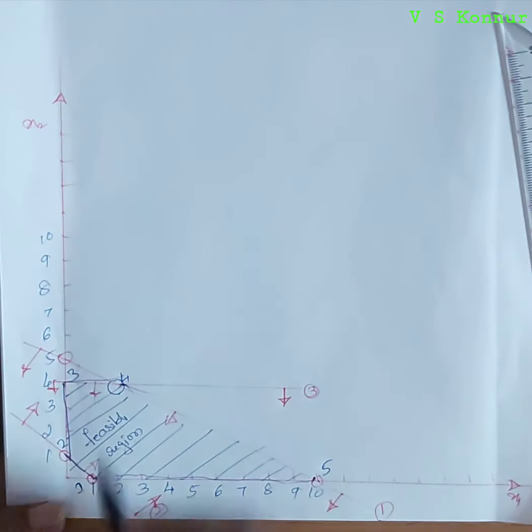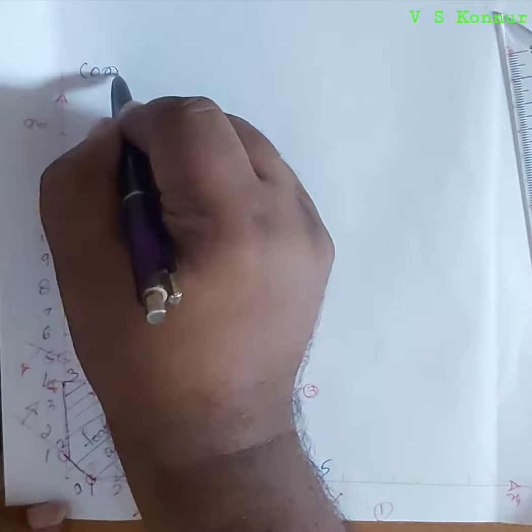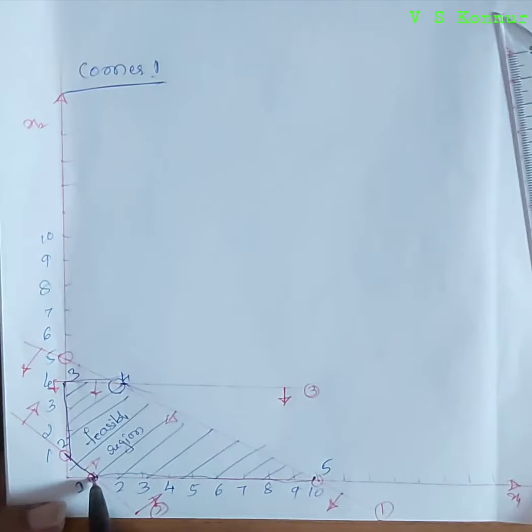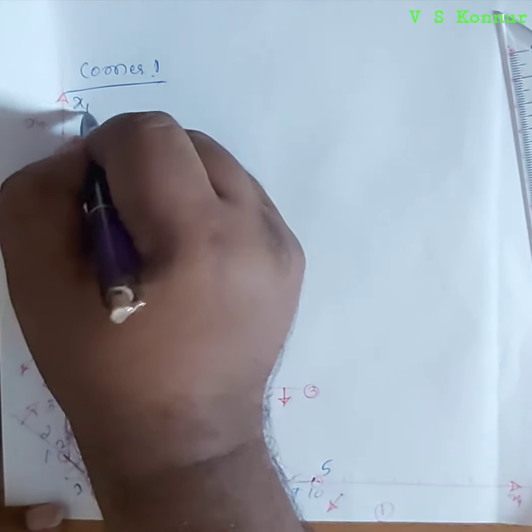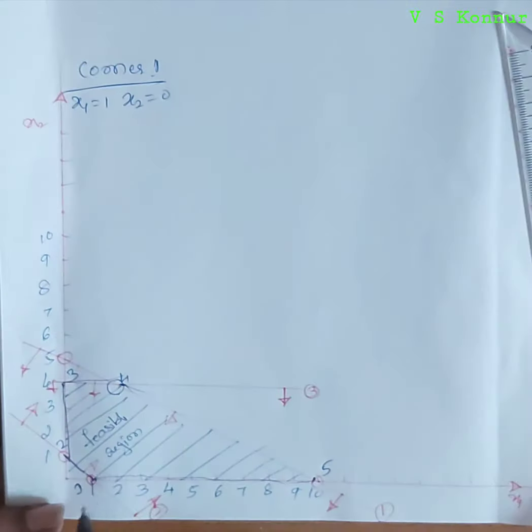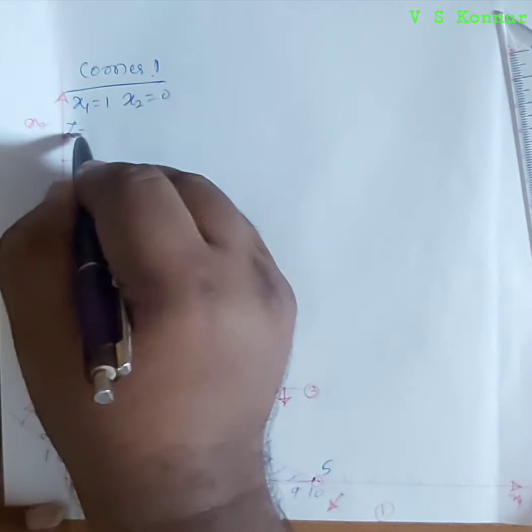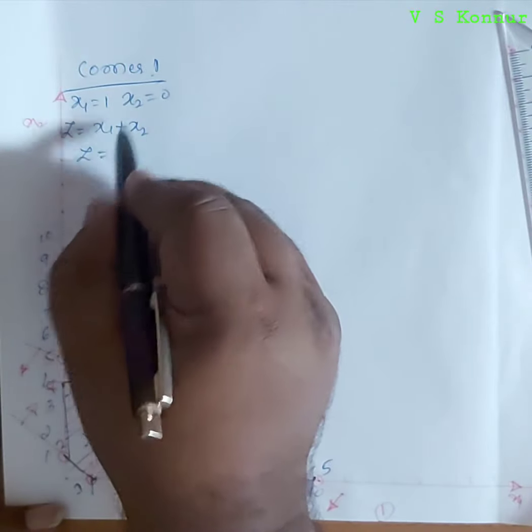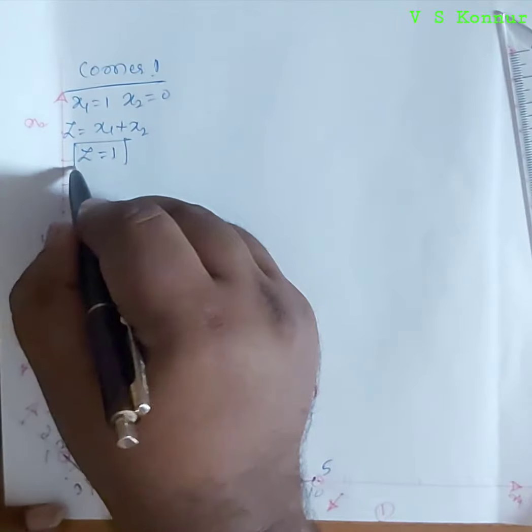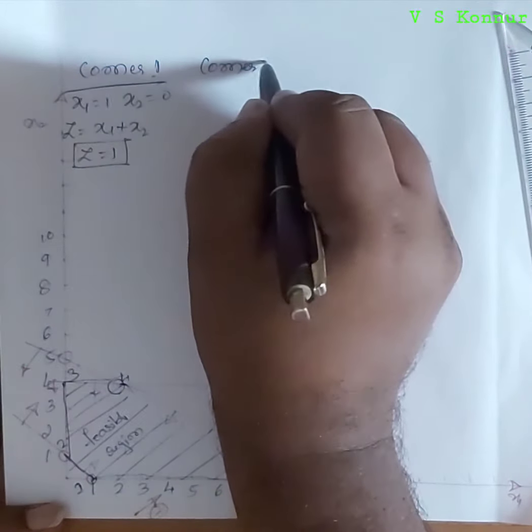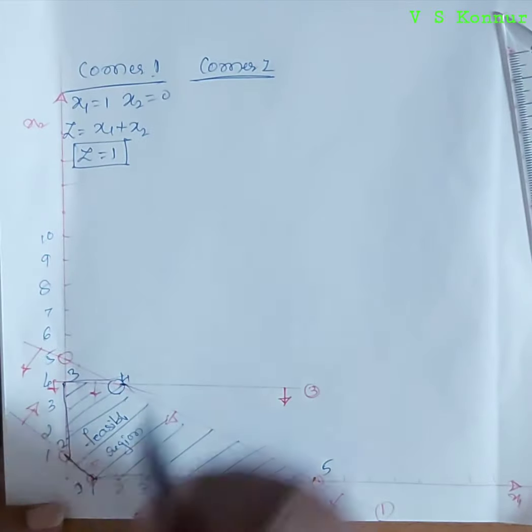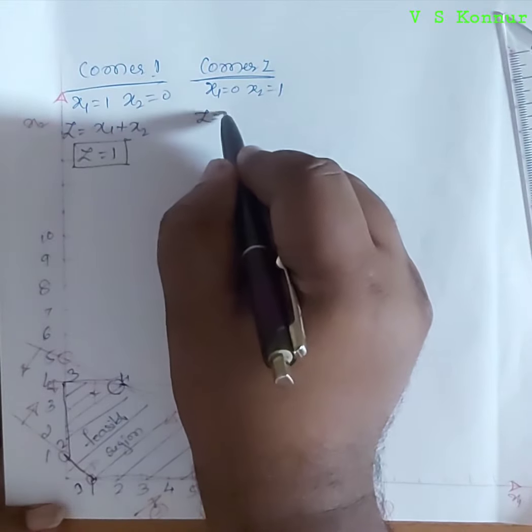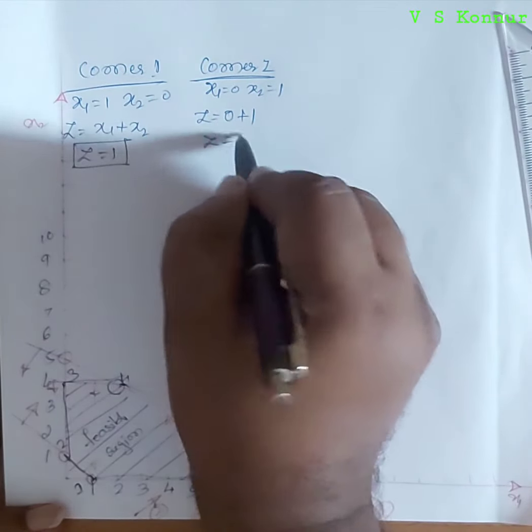Now by the corner method, this is corner 1. For this corner, x1 is equal to 1, x2 is equal to 0. So z is equal to x1 plus x2, that is 1 plus 0. Corner 2: x1 is equal to 0, x2 is equal to 1. So z is equal to 0 plus 1, z is equal to 1.